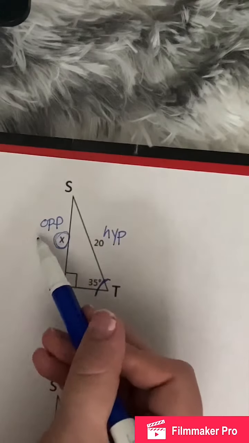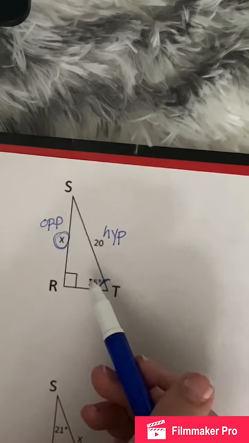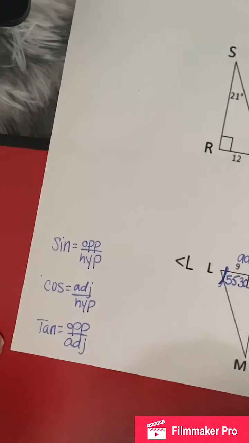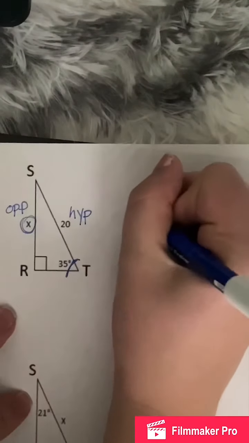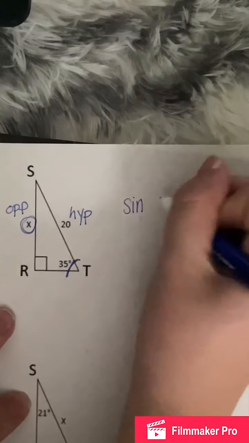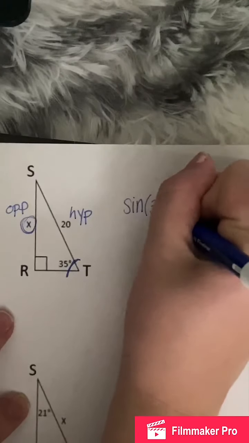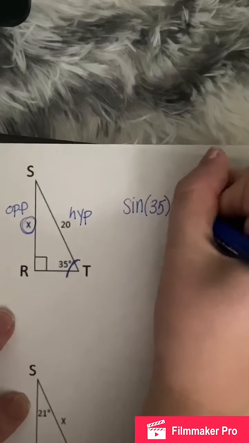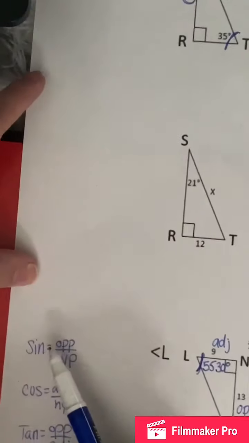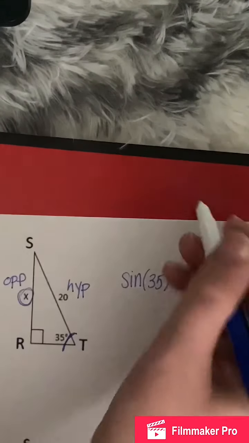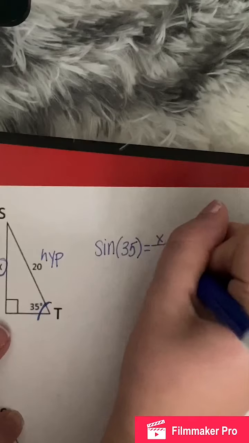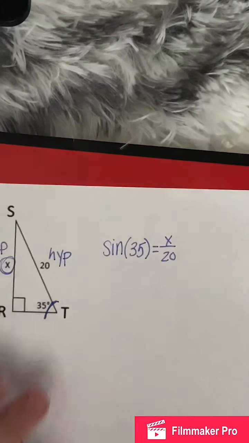So again, we have to think about which trigonometric function we would use. We were given the opposite and the hypotenuse. So which one would we use? We would use sine. It's giving us opposite over hypotenuse. So sine of angle T, which is 35, so sine of 35 equals opposite over hypotenuse. So x over 20. It does matter which order you put this in.